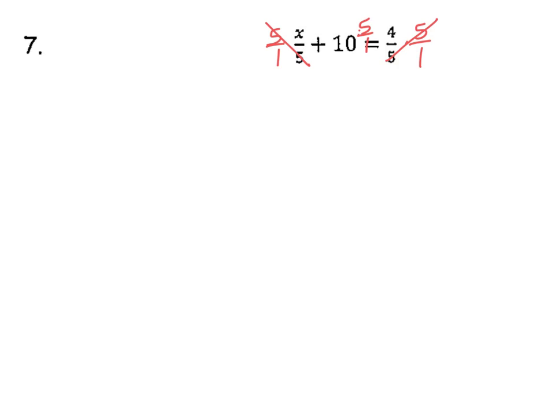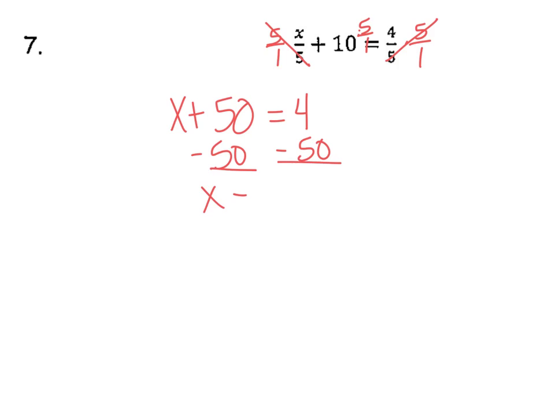Yep. X plus 50 equals 4. Do you guys agree with her? X plus 50 equals 4? Yes. She's right. And again, super simple. Get the 50 over, pardon me. That's it. X equals what? Negative 46. Awesome. Multiplied everything by the common denominator of 5.